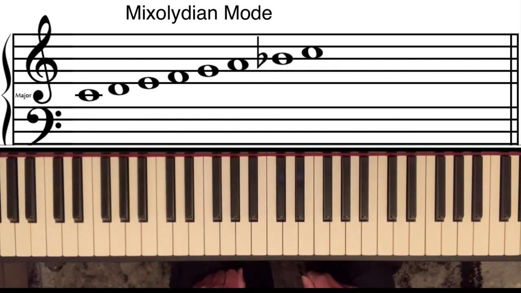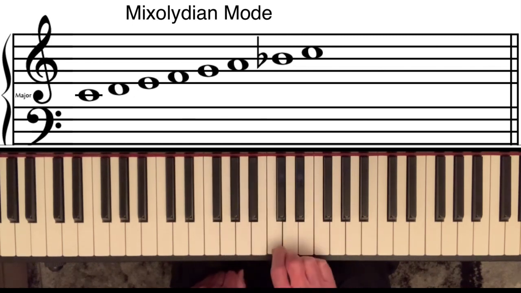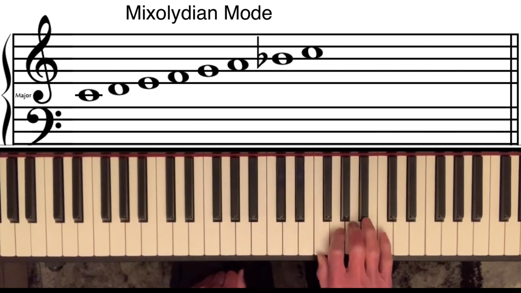Mixolydian mode simply means the notes of a major scale, but starting on the fifth note of that scale. So in the key of F, 1, 2, 3, 4, 5. If we play an F major scale, but starting on C, so it's got the B flat in it, we get a C Mixolydian mode.